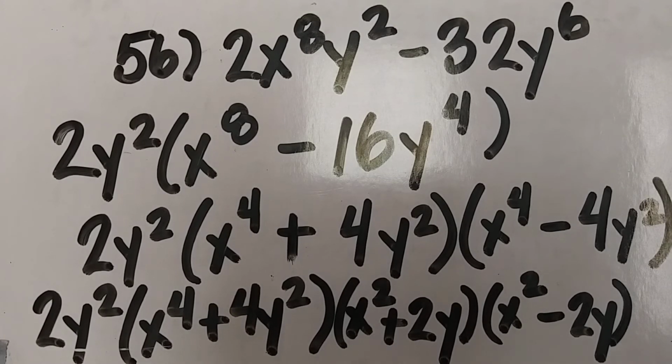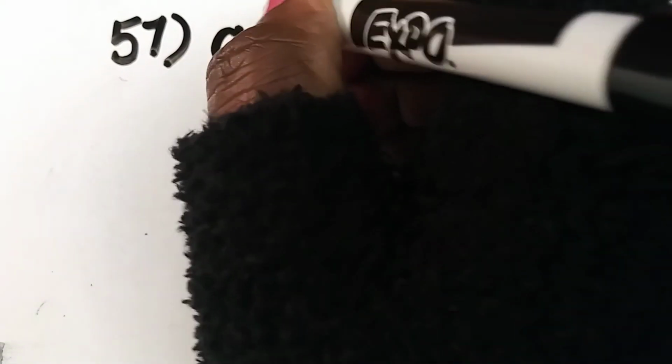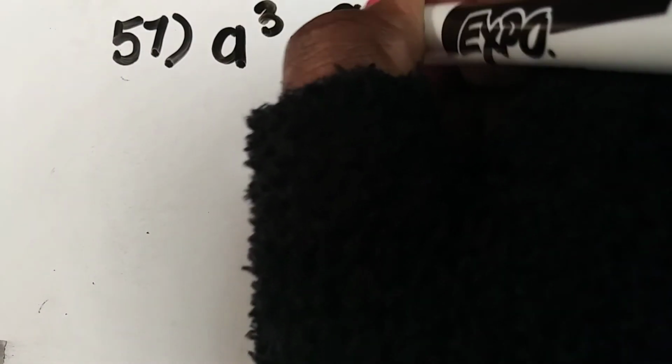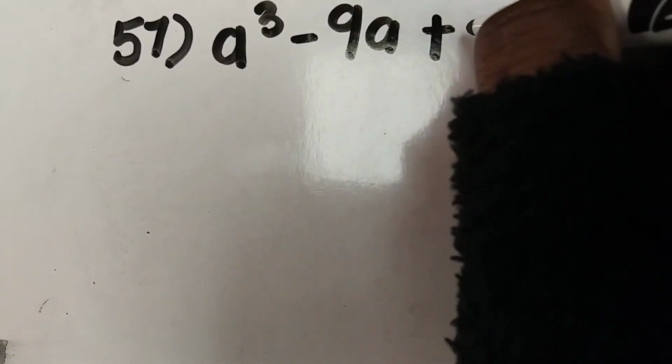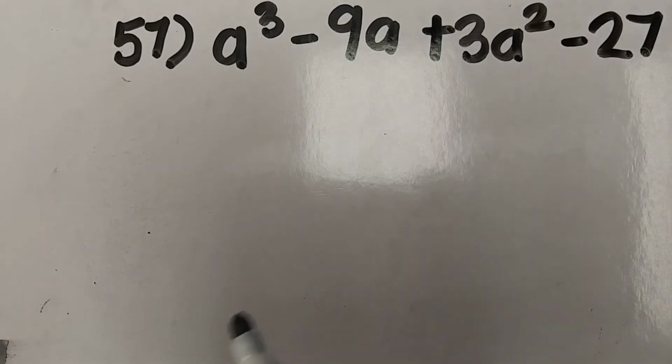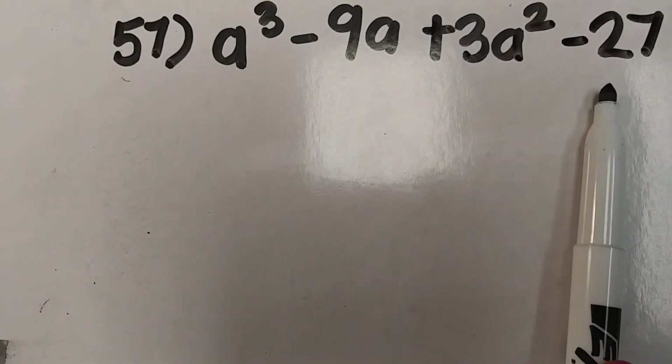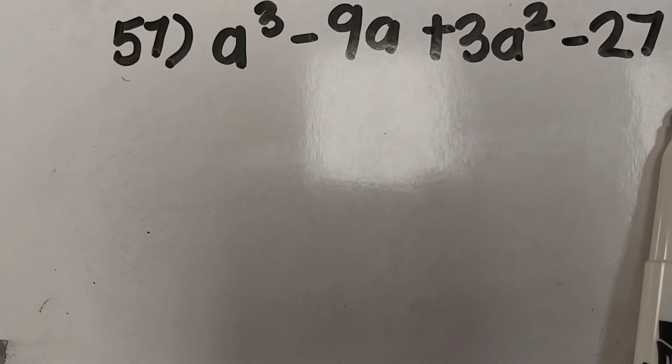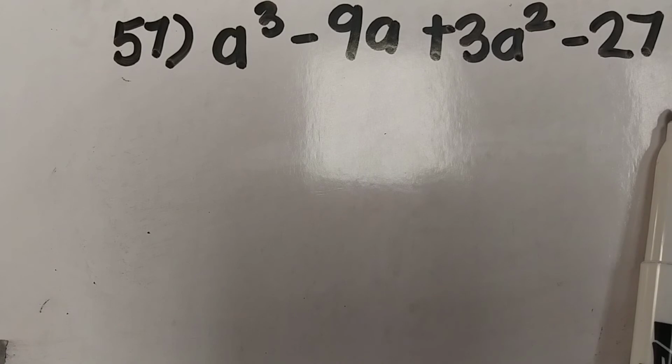Number 57 would be a good one to try. Let's try that one. I have a to the 3rd minus 9a plus 3a squared minus 27. The first thing you want to do is identify how many terms you have. I have 4. So when we see 4 terms, we think about factor by grouping.